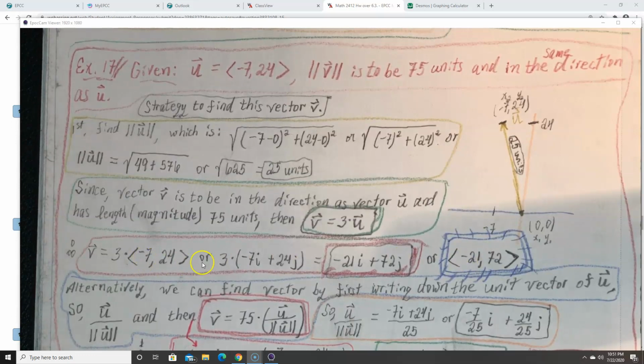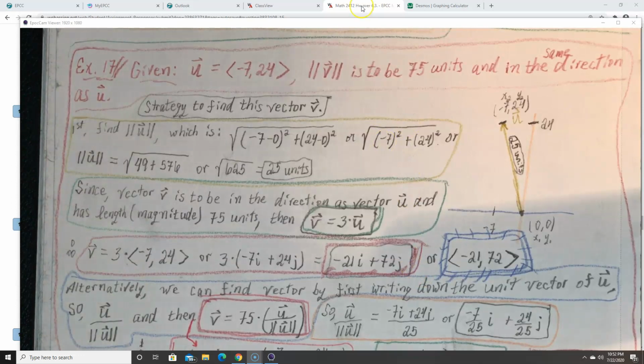Or you could change this to a linear combination of i's and j's and write negative 7i plus 24j if you like. Distribute times 3, make it 3 times longer, and you'll get 3 times negative 7i is negative 21i. 3 times 24j is 72j, and that's another way to write your answer.